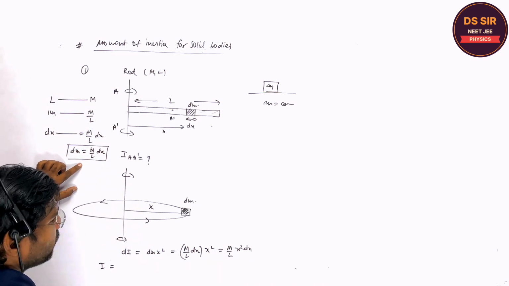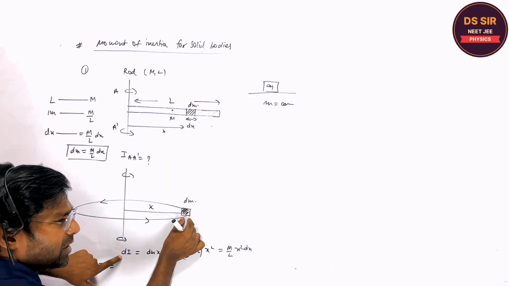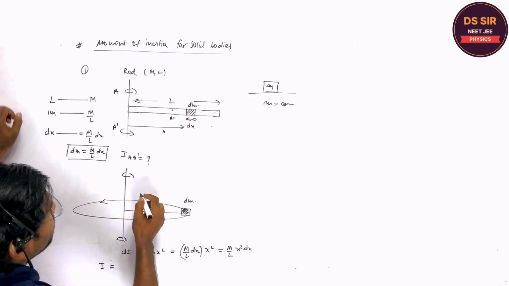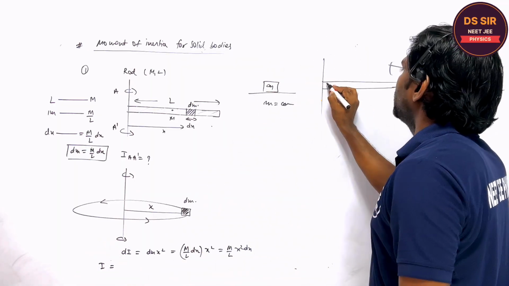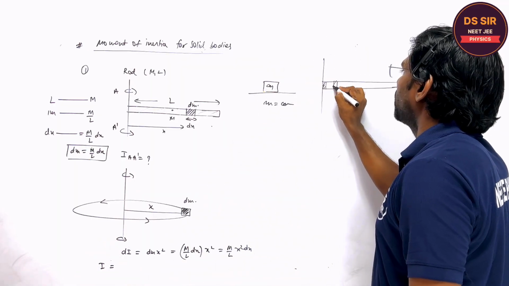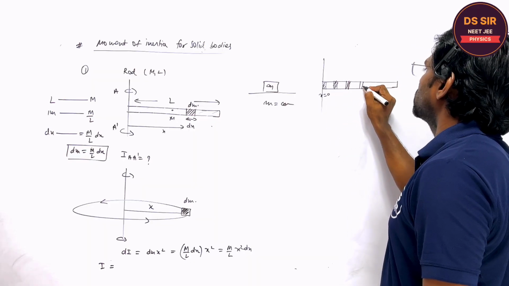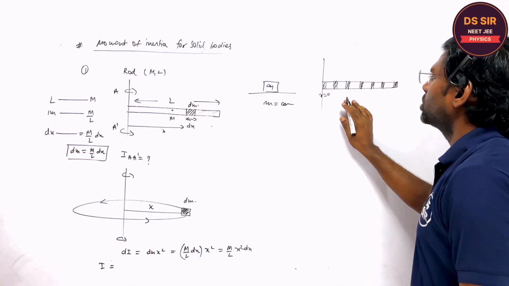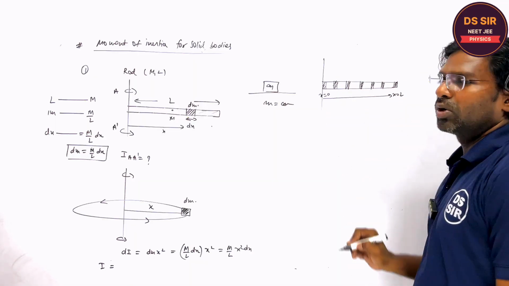So total moment of inertia, how to find? This is the elemental moment of inertia for this elemental portion. How many elemental portions are there? If you consider the rod, these elemental portions start over here from x is equal to 0. Then this is an elemental portion, this is an elemental portion, this is an elemental portion. So elemental portions are present from x is equal to 0 to x is equal to L.